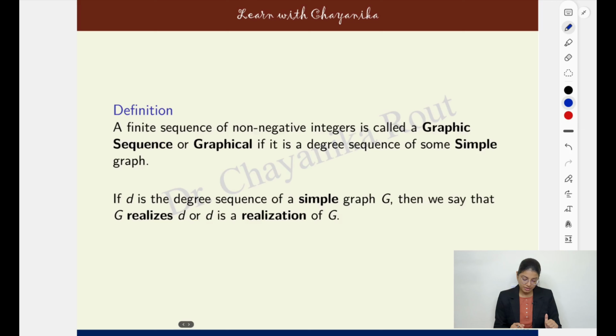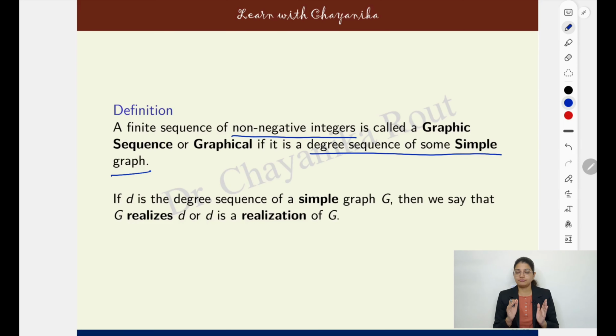Now the moment when you know that a simple graph can also be drawn with that sequence as its degree sequence, that is when we call the sequence a graphic sequence or graphical. So a degree sequence will not be termed as graphical unless it is concluded that a simple graph can be drawn with that sequence as its degree sequence. So let's see the definition. A finite sequence of non-negative integers is called a graphic sequence or graphical if it is the degree sequence of some simple graph. This is important.